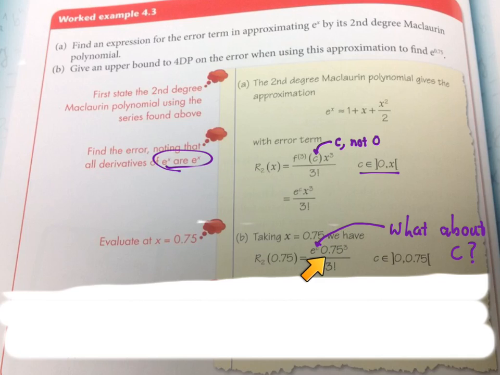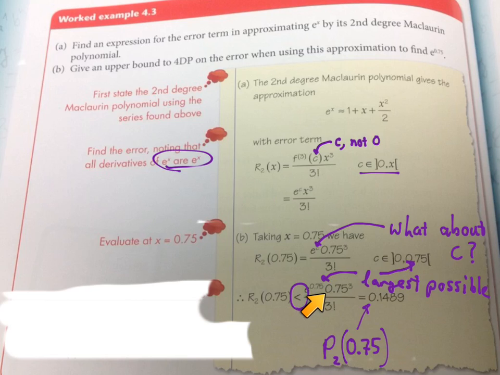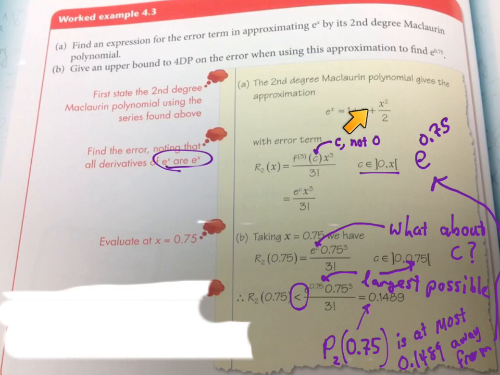All we're going to do now is kind of like a comparison test. We just need to figure out what's the largest possible value that this whole remainder could be, given that c could be any number between 0 and 0.75. It turns out that if we use the largest possible value of x, that will be an upper bound for my error. So remember, this is an approximation for e to the x, and if I put in 0.75, this approximation is going to be within 14% points away from the actual value of e to the 0.75.